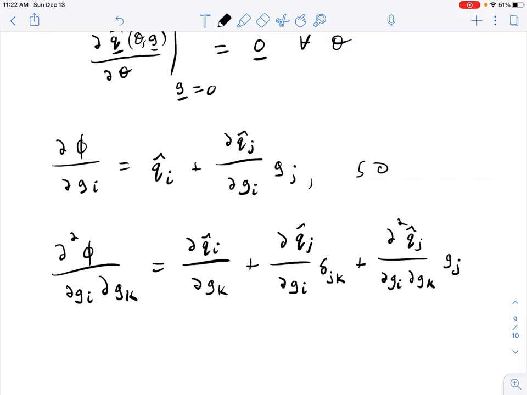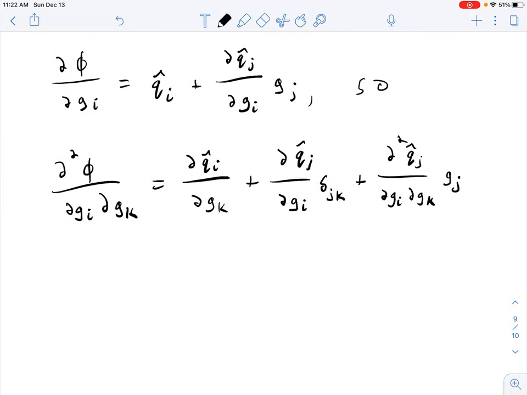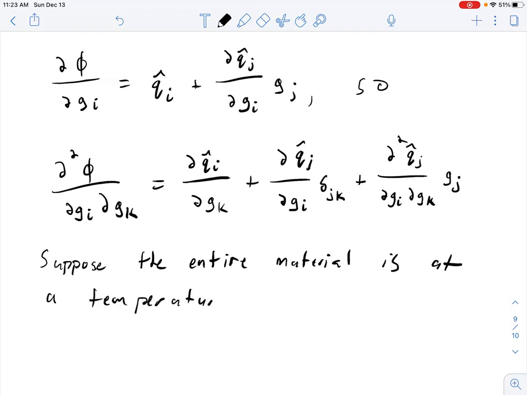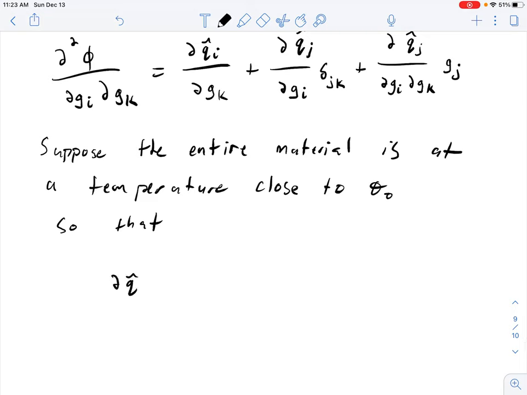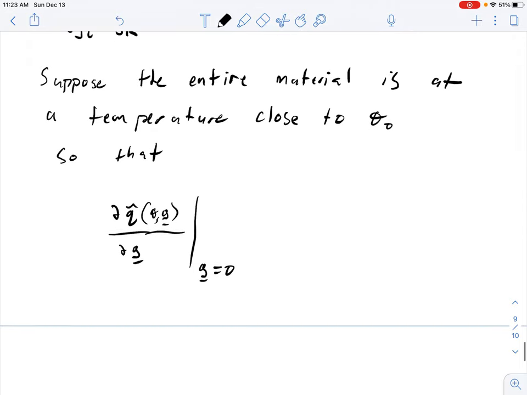All right, so if we suppose that the material is having a temperature distribution that doesn't vary too widely from some theta naught, so that dq hat dg, theta and g, evaluated at g equal to 0 doesn't vary a whole lot throughout the body, or at least throughout the part of the body that is made of that material.